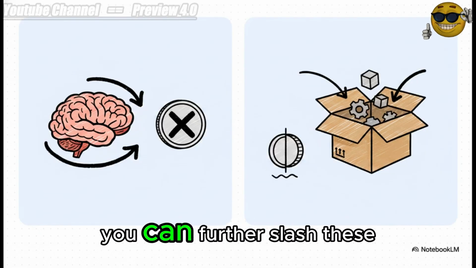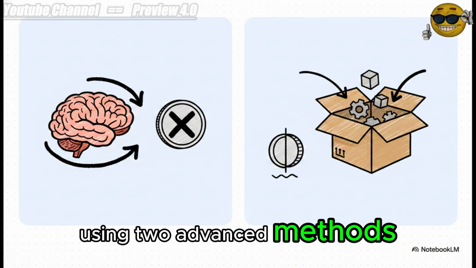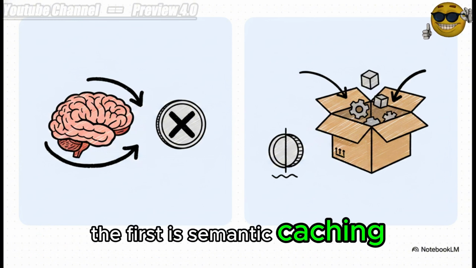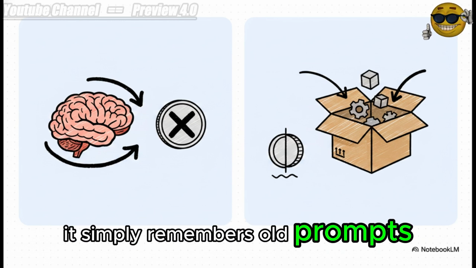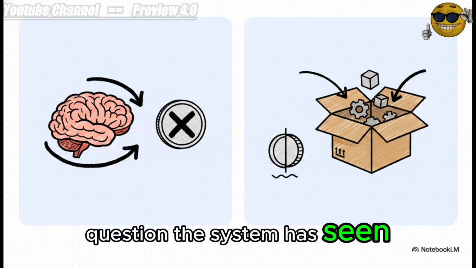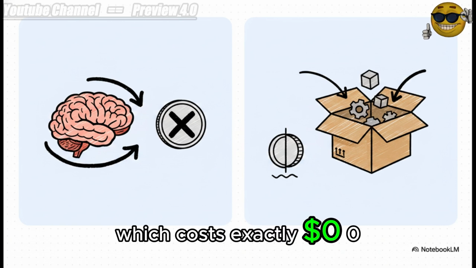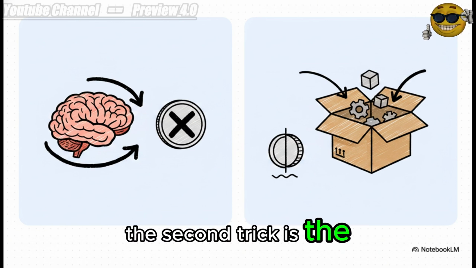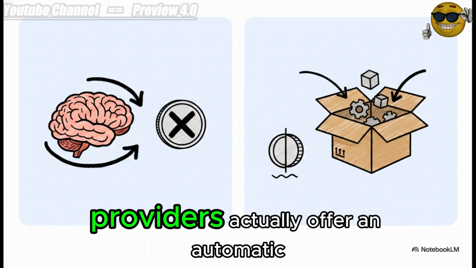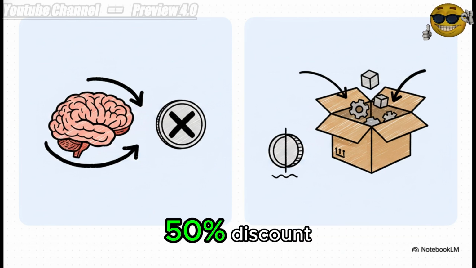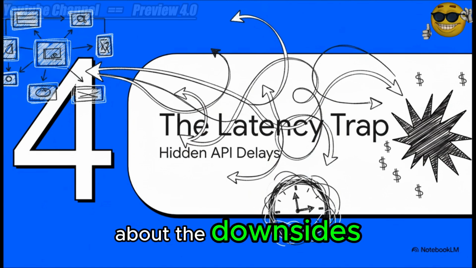And get this, you can further slash these costs by 50 to 80% using 2 advanced methods. The first is semantic caching. This mechanism is brilliant. It simply remembers old prompts. If a user asks a question the system has seen before, it serves the cached answer, which costs exactly $0. Zero. The second trick is the batch API. For non-urgent background tasks that just don't need instant replies, providers actually offer an automatic 50% discount just for grouping them together. But we have to talk about the downsides.